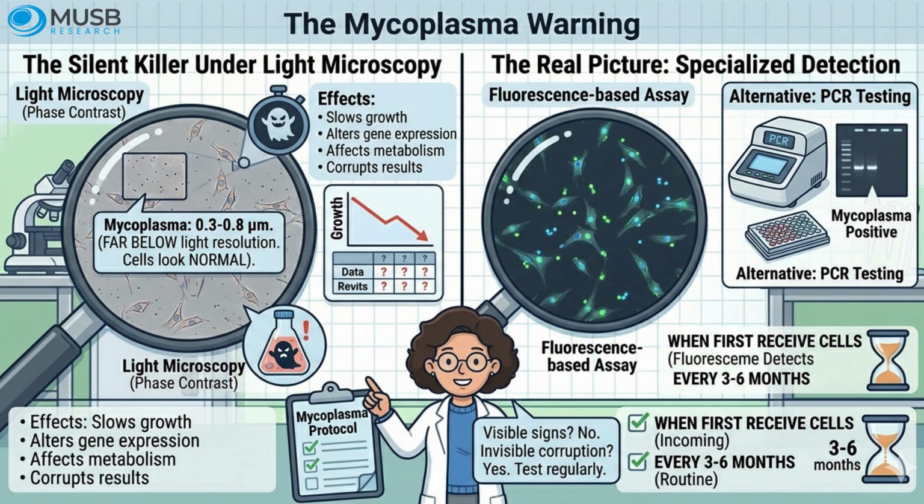The mycoplasma warning. Mycoplasma is the silent killer of cell cultures. At 0.3 to 0.8 micrometers, it is far below the resolution of a light microscope. Your culture can look completely normal while 10 to 90% of the cells are infected. Mycoplasma slows growth, alters gene expression, affects metabolism, and corrupts experimental results, all without showing any visible signs under phase contrast. Test for mycoplasma using PCR or a fluorescence-based assay when you first receive cells and every 3 to 6 months thereafter.